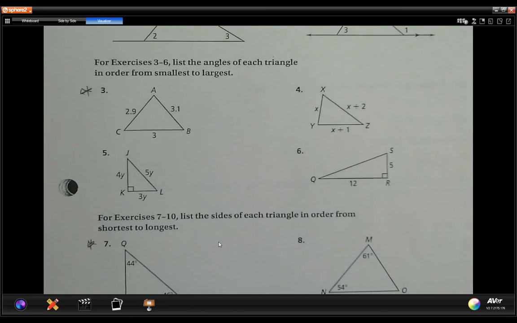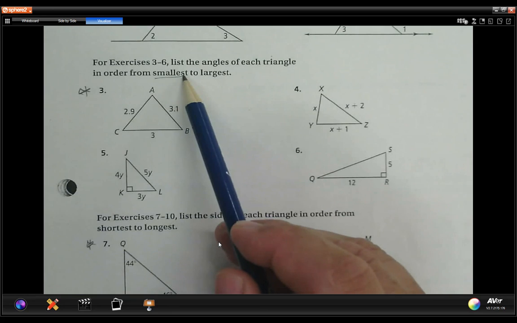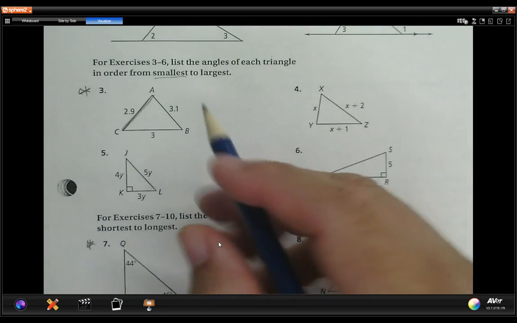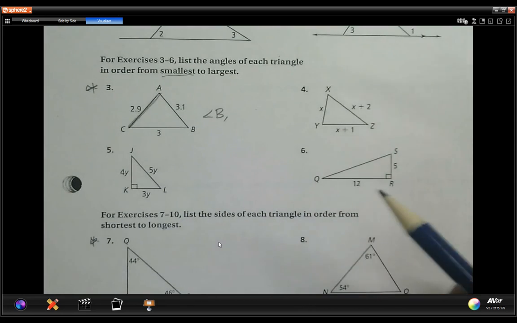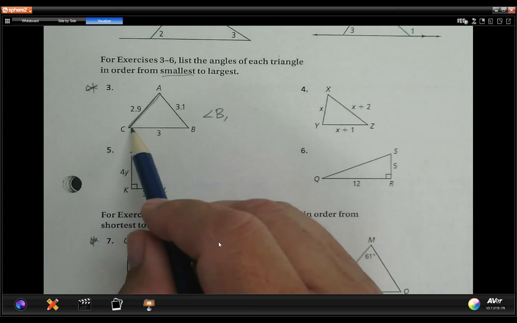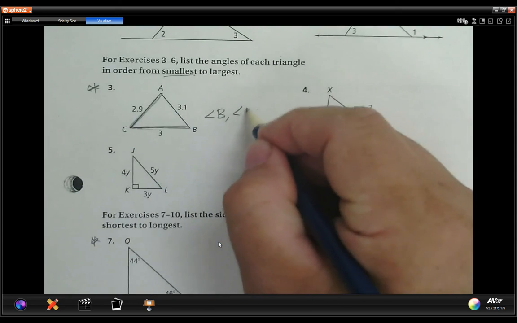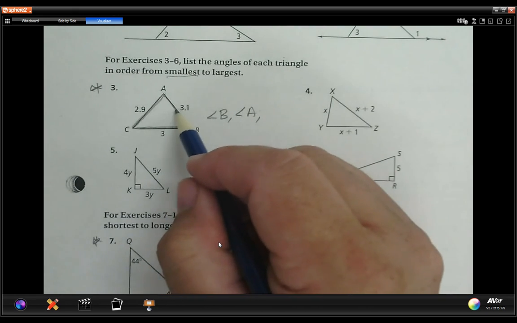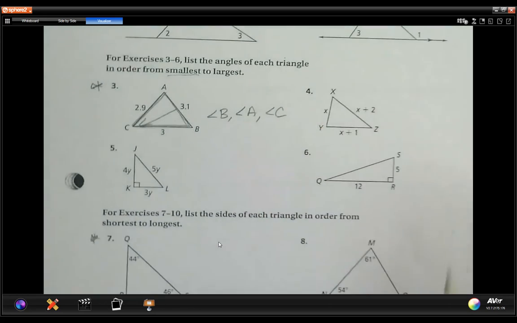It says list the angles of each triangle in order from smallest to largest. And so again, the smallest angle is going to be across from the smallest side. This, for this example, is the smallest side. So that means angle B is my smallest. Now what would be my next biggest one? Well, it would be the next biggest side, right? Which is here, which means that would be angle A. And then the last, but certainly not least, the longest or the biggest angle would be across from the longest side, which would be angle C, okay?